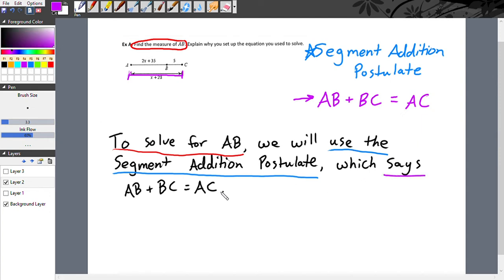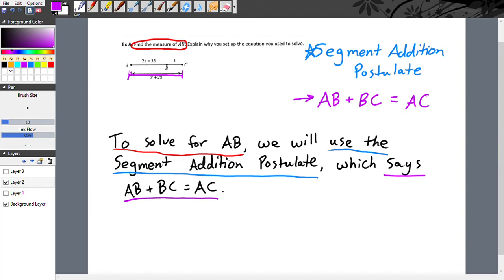So I said it says AB and BC make AC when you add them together. So the three parts of my explain are to say what am I solving for, what am I using to solve for it, and what does that theorem or postulate say that we get to do. This is one sentence as an explanation, and it goes over everything that we need to know to be able to explain and set up and solve this equation.